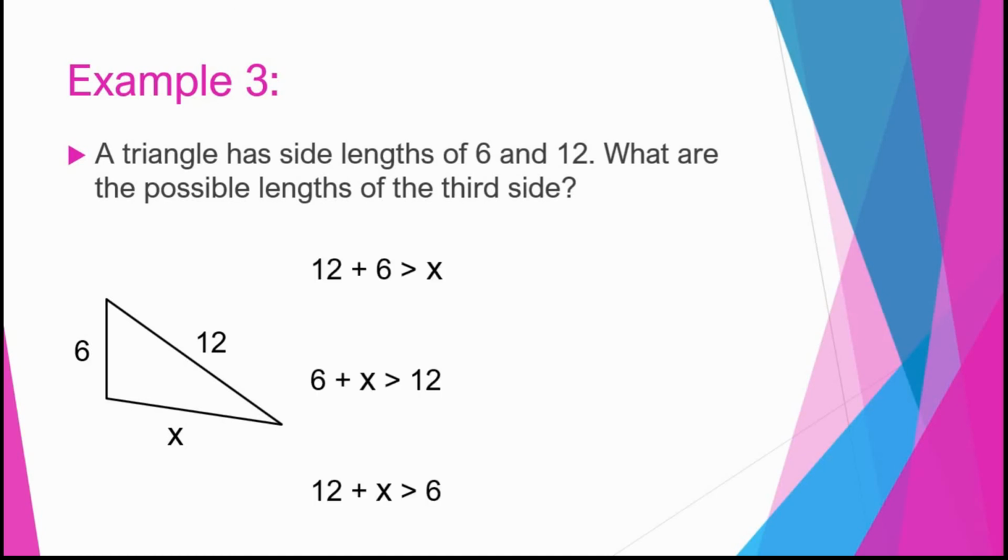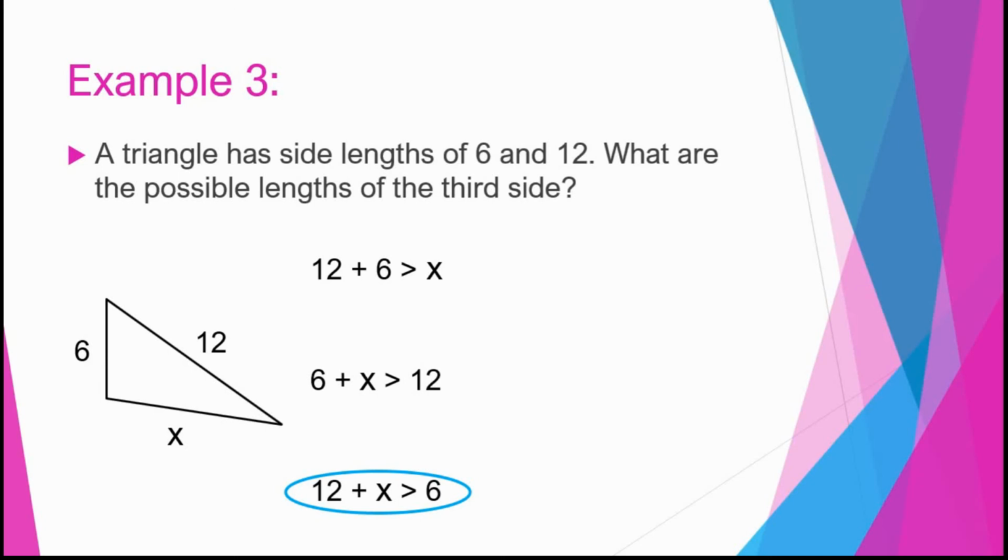So in this case, if we did 12 plus 6, it would need to be greater than x because x is the other side. That's going to be true for both of the other two. So if we did 6 plus x, it has to be greater than 12. If we do 12 plus x, it has to be greater than 6. So I want you to look at that bottom one really quickly.